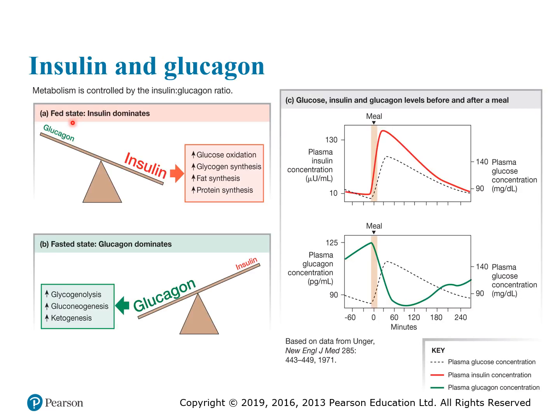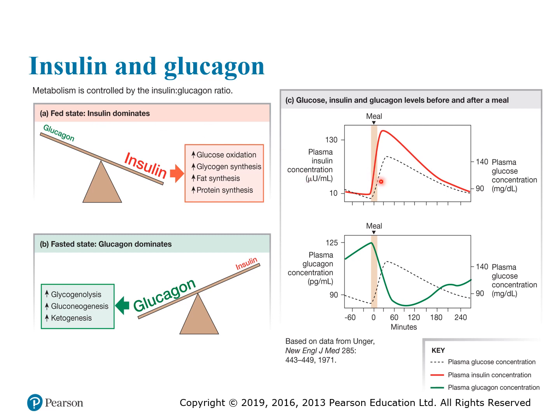Okay, let's say that you are in a fed state. Basically, you've just eaten a meal, so we know that your glucose levels are going to increase. And if your glucose levels increase, then the hormone that's going to dominate is insulin. Insulin is going to try to decrease your glucose levels in your bloodstream.